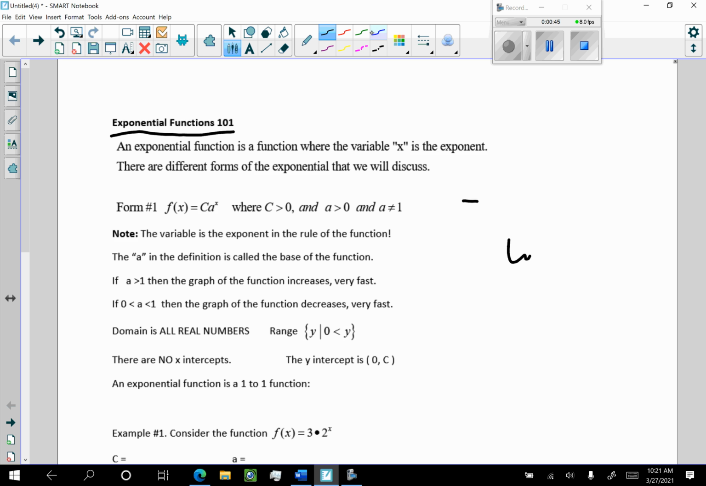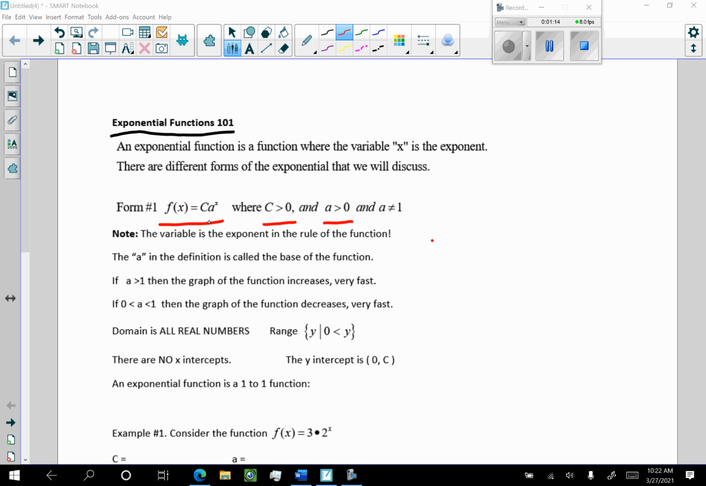So here's form number one on exponential function. I have f of x is equal to c a to the x. C is just going to be a real number. Well, in this case, because there's a couple cases, we're going to make sure that c is greater than 0. And we're going to make sure that a is greater than 0 as well. So we don't want a to equal 1 either, because then that would just be a constant function.